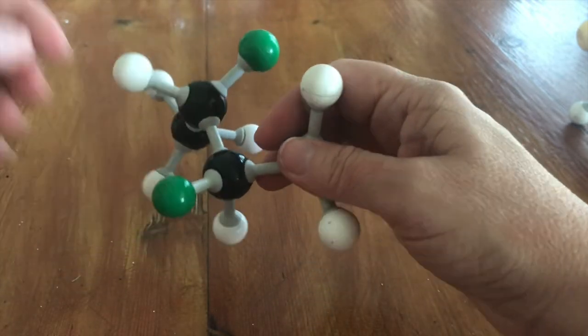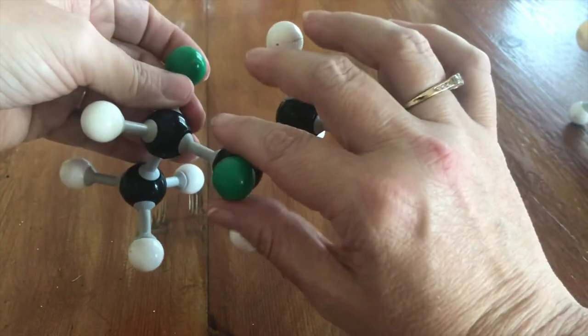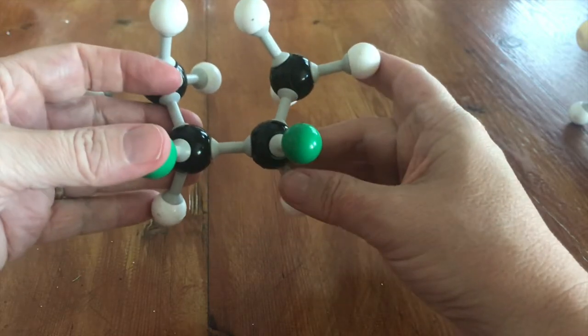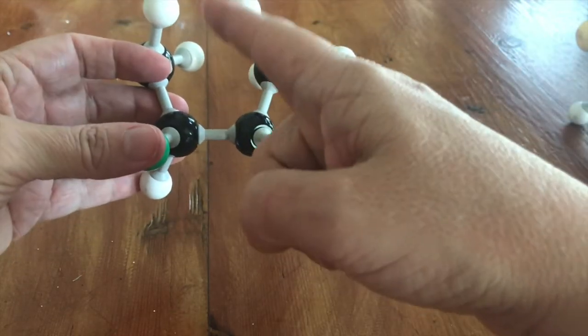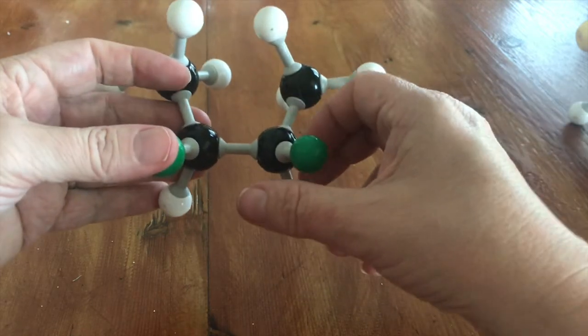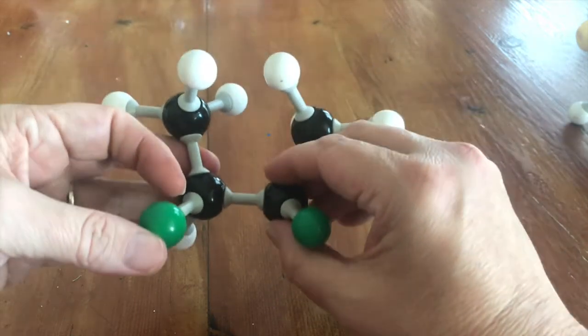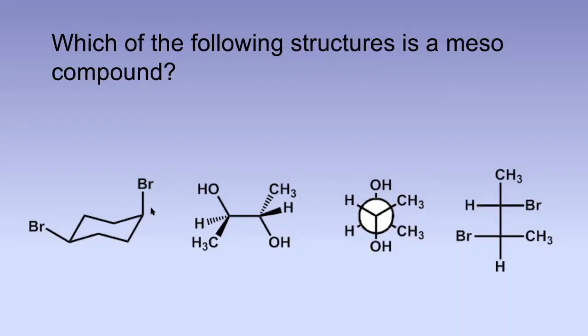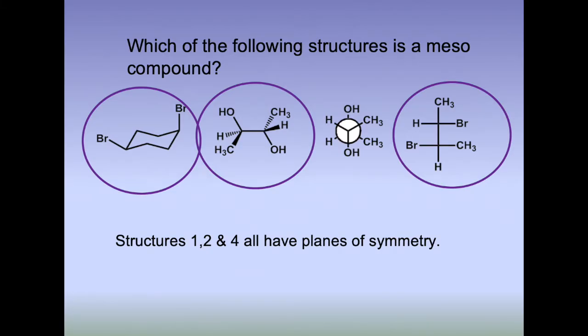And so if I line my bromines up, we can see that this compound does in fact have a plane of symmetry right here. So compound number 4 also has a plane of symmetry, which means compound number 4 also is meso. So as we looked at each of these compounds using models, we can easily see that molecules number 1, 2, and 4 are all meso compounds.